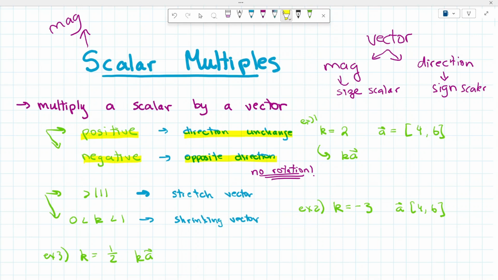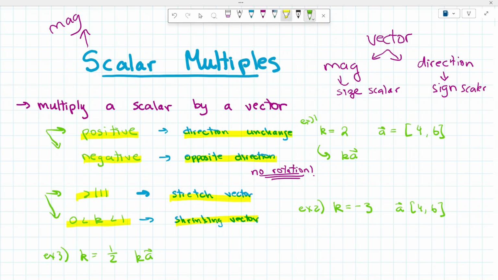And then the other thing we can look at is the size of the vector. Oh, sorry, that was the sign. This is the size. If the absolute value of the scalar is greater than 1, then we're stretching the vector, making it bigger. If the scalar is between 0 and 1, then we're shrinking the vector, making it smaller. I have a couple examples prepared to show us some of these cases.